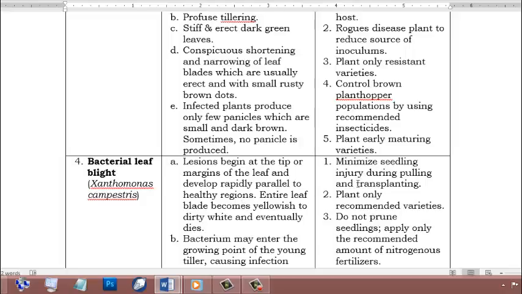Now, the control or preventive measures: minimize seedling injury during pulling and transplanting stages. Now, plant only commercial varieties. If you are interested in minimizing the seedling injury during pulling and transplanting, I have developed or adapted a process by which we can pull the seedlings as early as 15 days, and the injury during pulling and transplanting is minimized.